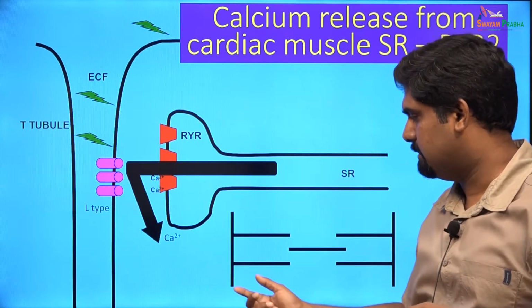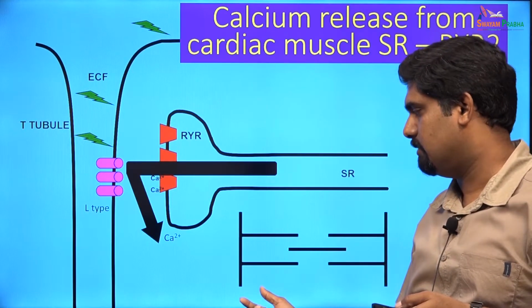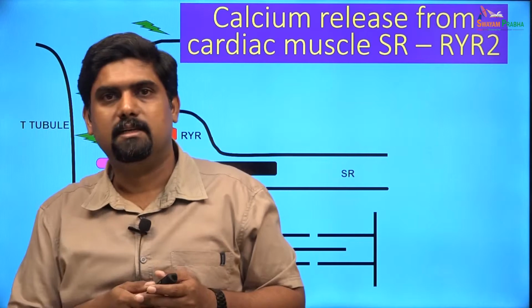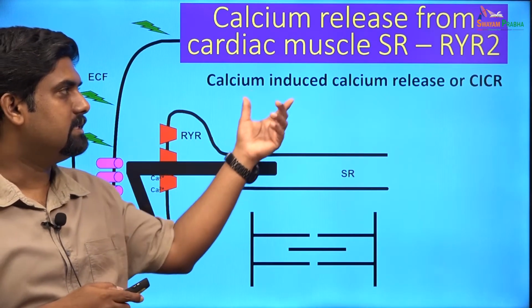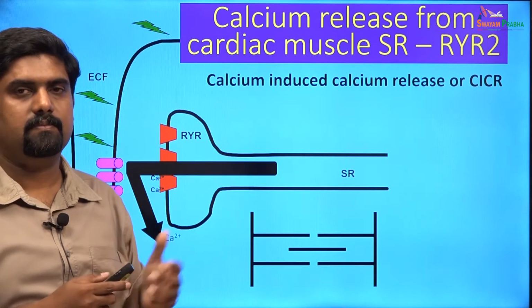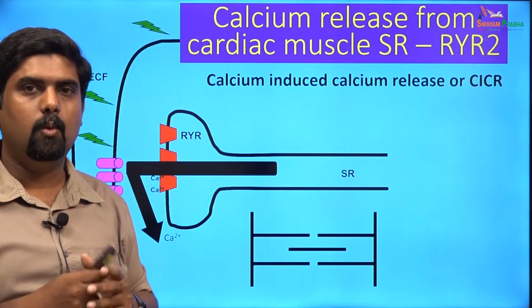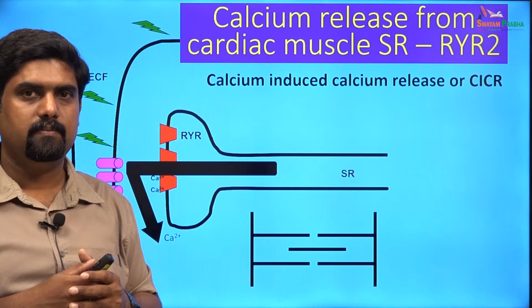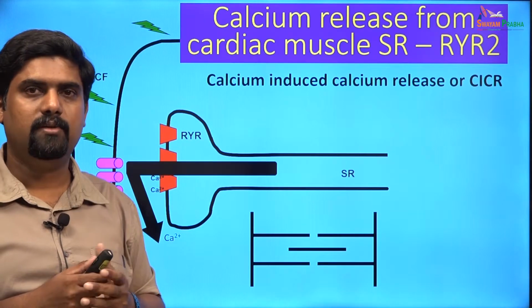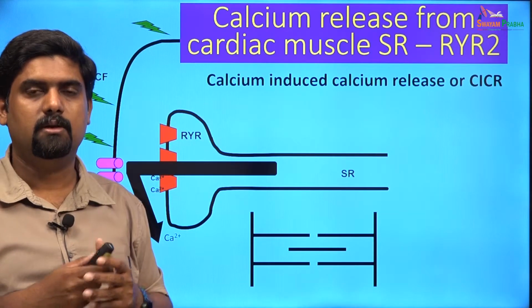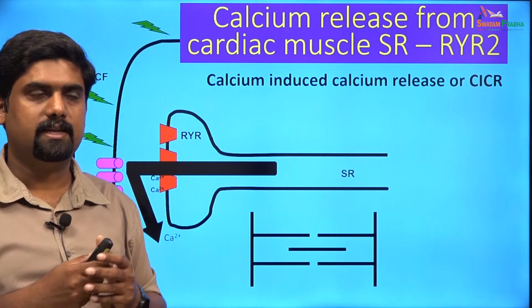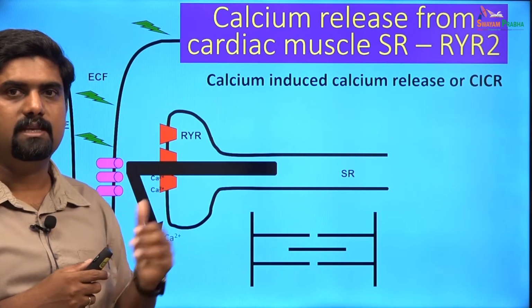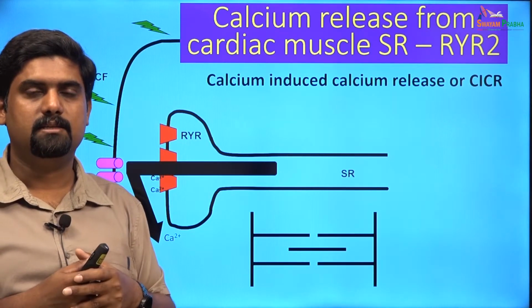Now this increase in intracellular calcium then causes the sliding of the filaments. So this mode of calcium release is known as the calcium induced calcium release, or CICR. So this is different from the voltage induced calcium release that we saw in the case of skeletal muscle. In the skeletal muscle, there is no need for external calcium to enter the cell for it to contract, whereas in the case of cardiac muscle, calcium should come from outside to inside to trigger calcium release from the SR.